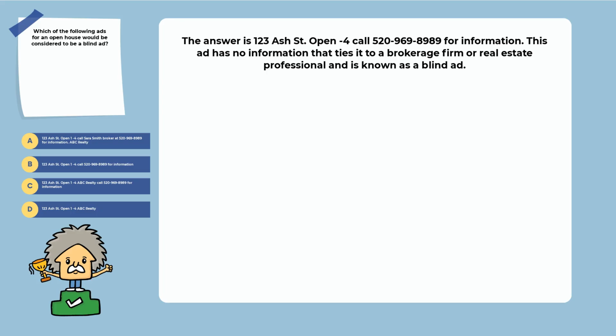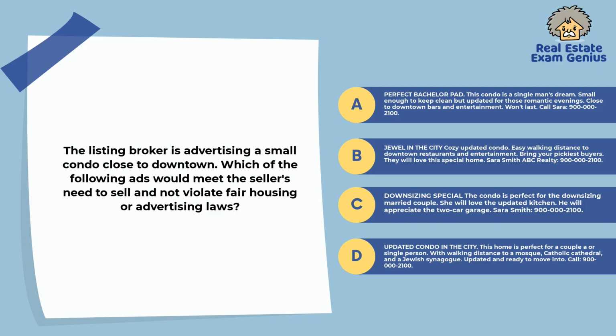The answer is 123 Ash Street, open 1-4, call 520-969-8989 for information. This ad has no information that ties it to a brokerage firm or real estate professional and is known as a blind ad.